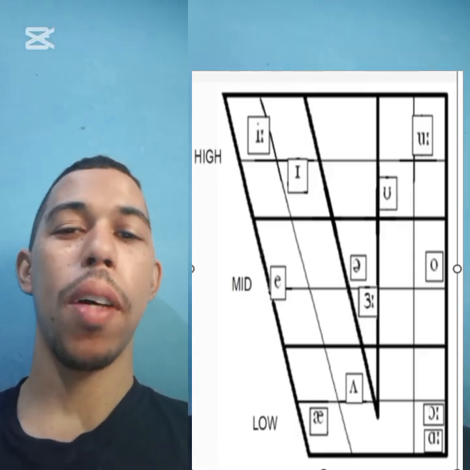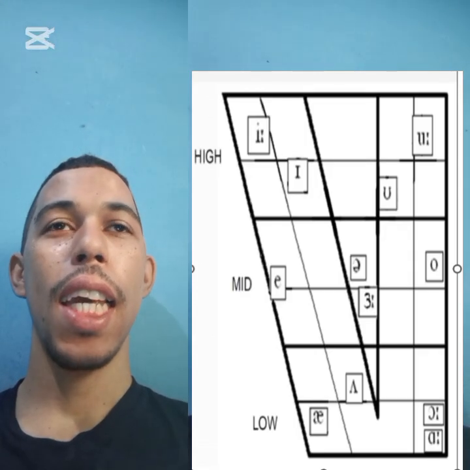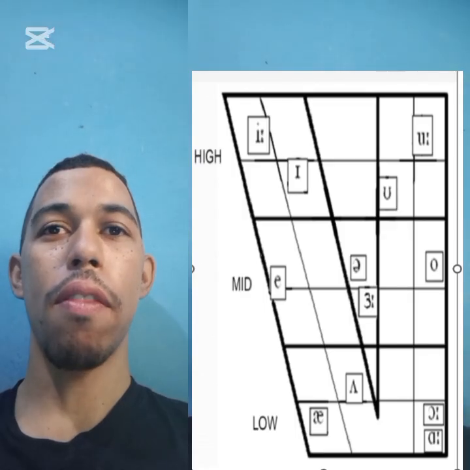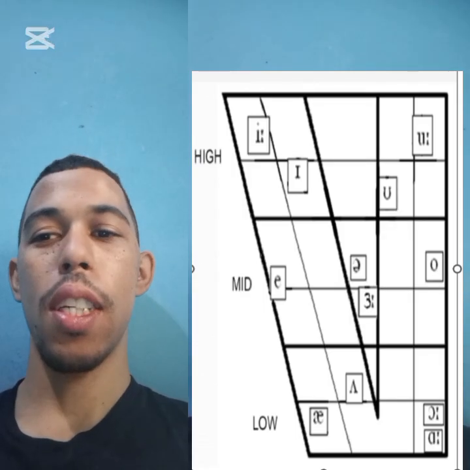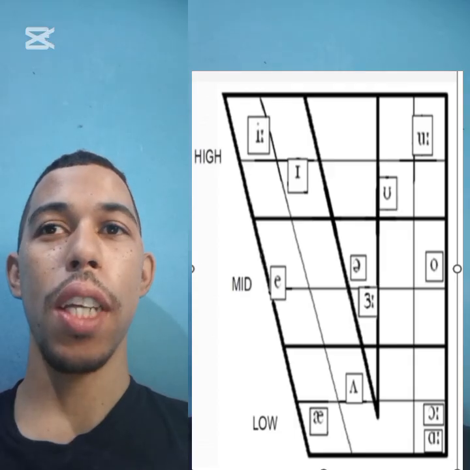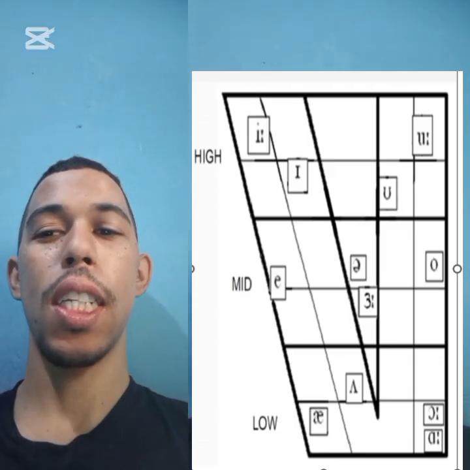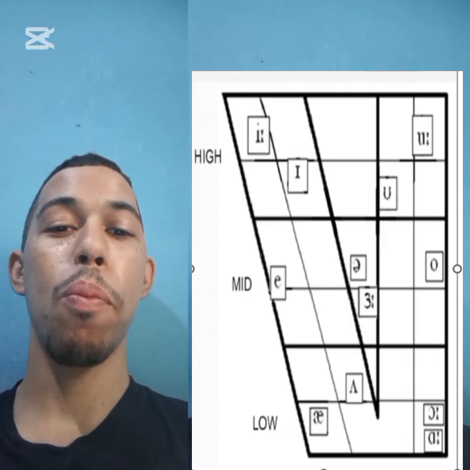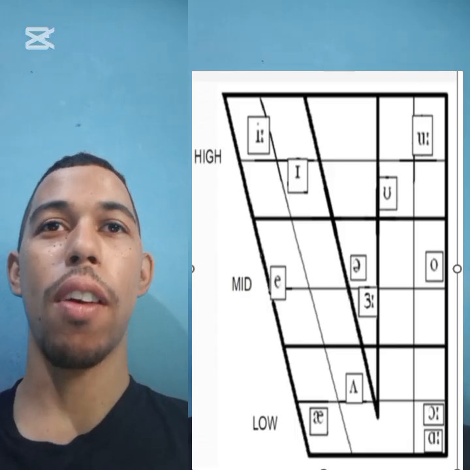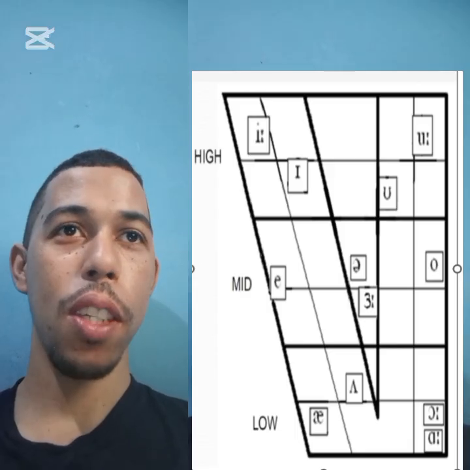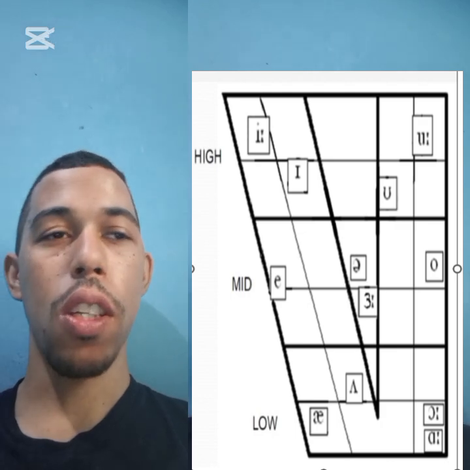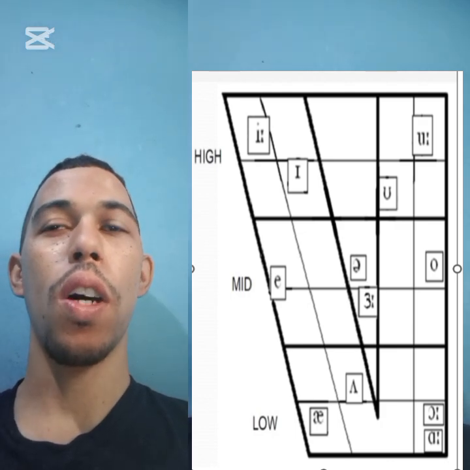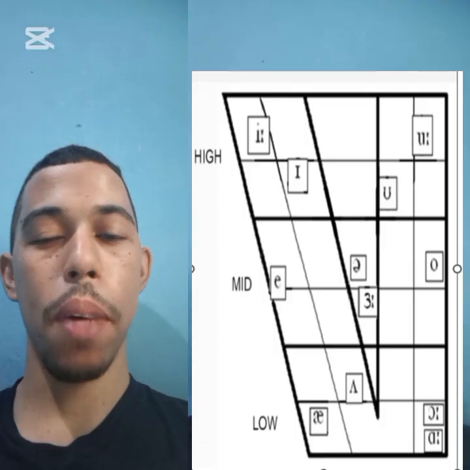But what is a vowel? A vowel is basically a phoneme sound that doesn't require an articulator. The vowels are always voiced, which means the vocal cords are vibrating whenever we are using these sounds. And you need to pay attention to some things when you are trying to identify or classify the vowel sounds.